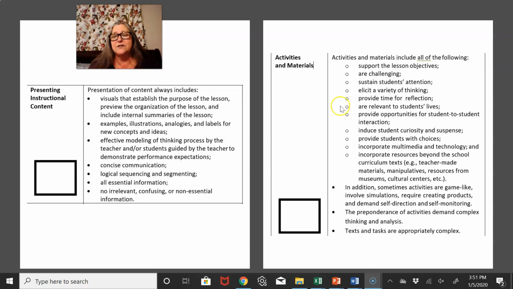Your activities need to support the objectives, be challenging, keep the students' attention. You want to provide a time for reflection. That's what your close is for, of course. They need to be relevant. You need to have student-student interaction. So all of these things are important. These describe your activities. So you'll notice that there aren't a list of specific types of activities, but they're describing the activities here. That's because there's no magic bullet. There's no perfect way to do anything.